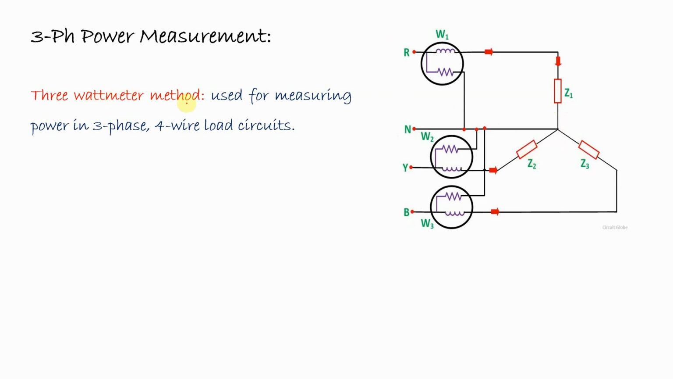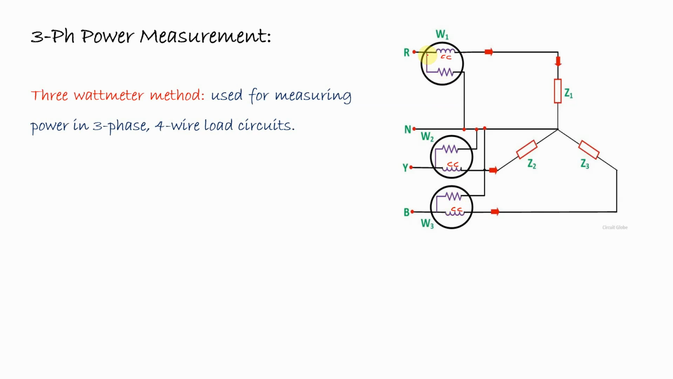Using the 3 wattmeter method, we can measure a balanced load as well as an unbalanced load. Here, the 3 wattmeters, that is W1, W2, and W3, are connected between individual phase and neutral. For example, the current coil of the first wattmeter is connected in series with phase R. The current coil of the second wattmeter is connected in series with phase Y, and the current coil of the third wattmeter is connected in series with phase B.